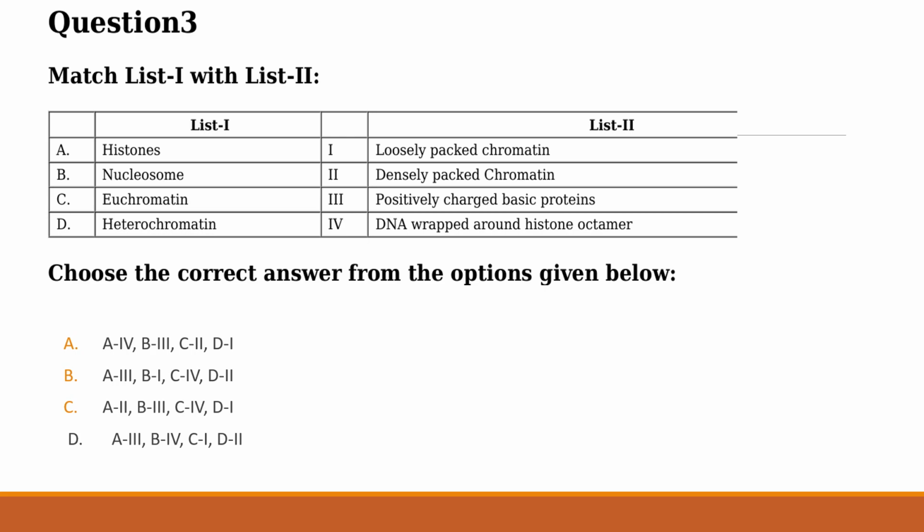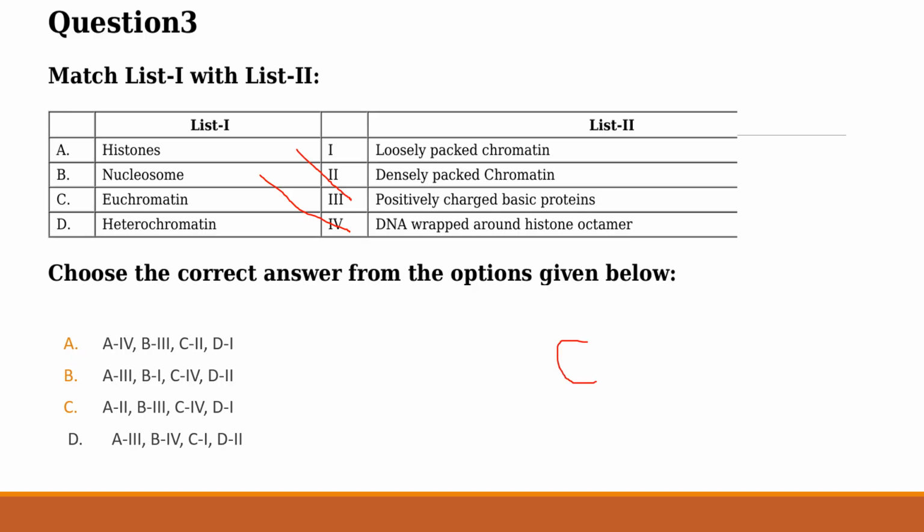The first column: histone, nucleosome, euchromatin, heterochromatin. We know that the histone, it's positively charged protein. Histone is positively charged protein which is attached to negatively charged DNA. So we can match this. And nucleosomes, DNA wrapped around histone octamer. The nucleosome is formed by DNA wrapped around histone octamer.